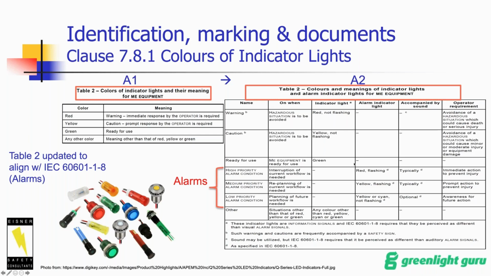So here are alarms that got added that never existed. These three rows, high priority, medium priority, low priority, I mentioned in the definitions section several slides ago. Warnings and cautions existed here, but you can see there's a lot more detail now. There's when it's on, if it's an indicator light, if it's an alarm indicator light, if it's flashing, if it's not flashing, because indicator lights can't flash. Alarm lights should be flashing, except for low priority. And there are all these footnotes, most of which tie back to 60601-8.